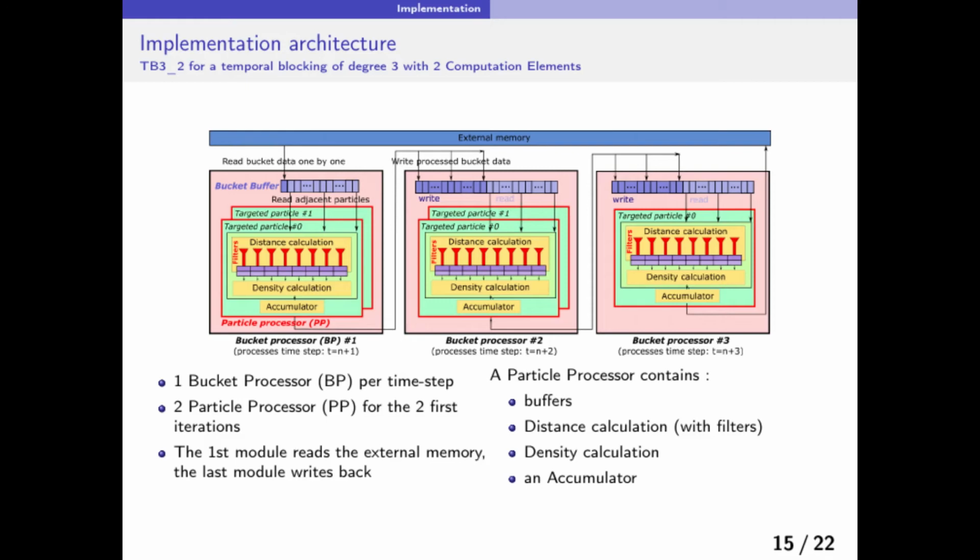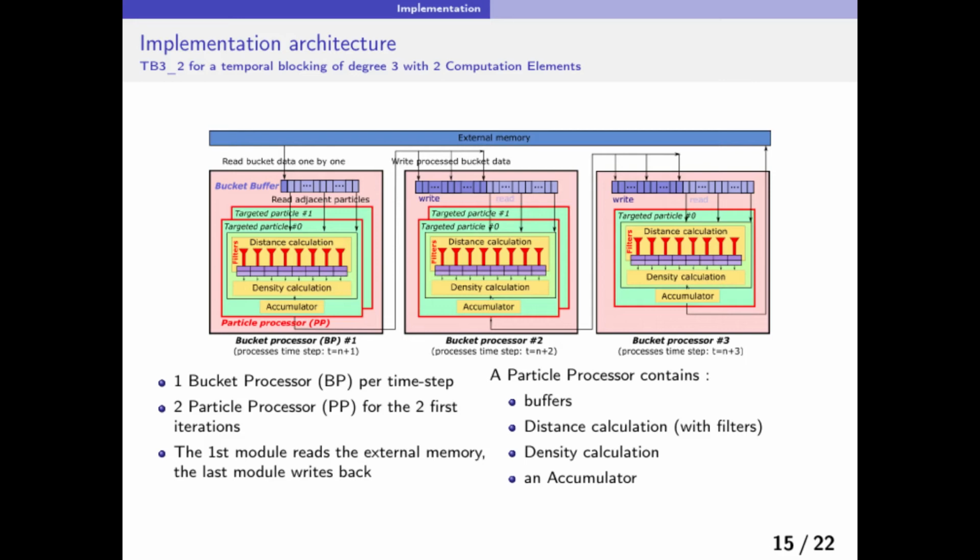The figure represents an overview of the implemented architecture. The implementation is done in a pipeline fashion, with each bucket processor unit computing a different time step in parallel. As the computations are done in parallel, each bucket processor has to compute at the same speed. As explained before, the number of computations is larger due to the halo when increasing the degree of temporal blocking. Thus, 2 particle processors are used for the 2 first computations.